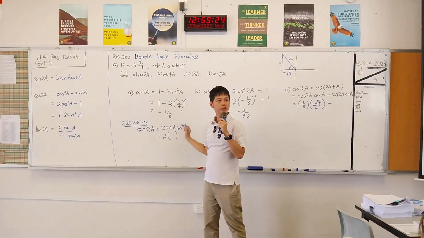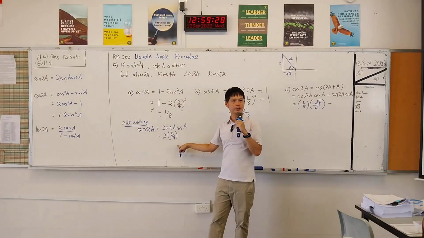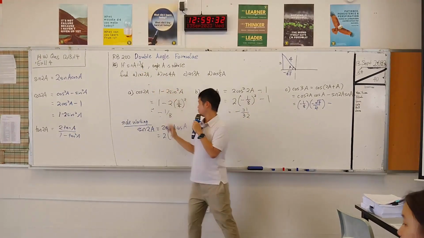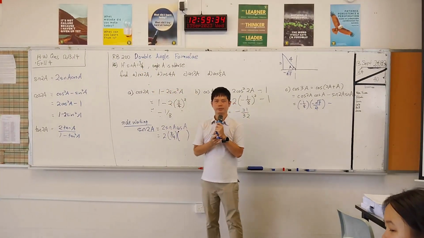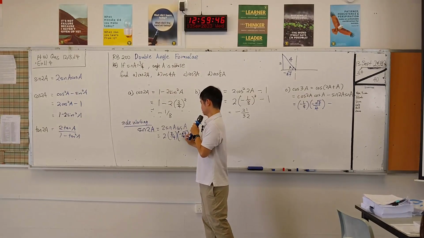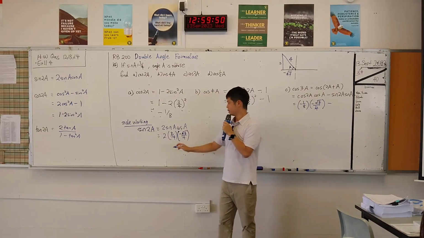3 over 4. Who cannot find this? Raise your hand immediately. It's down here. Okay, what is cosine A? Simplify.